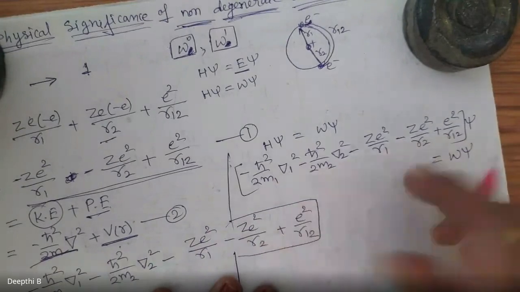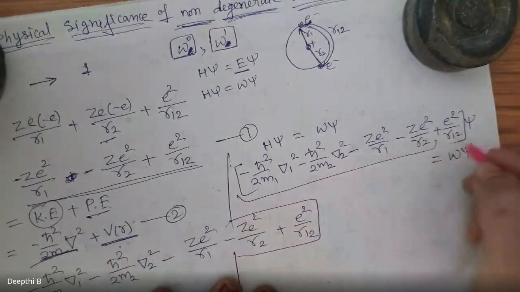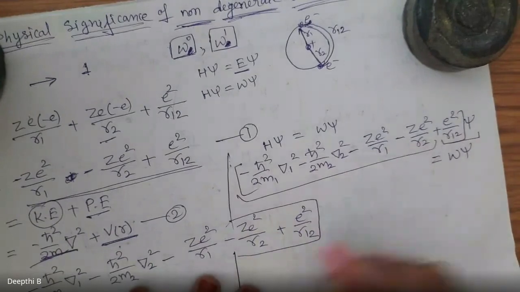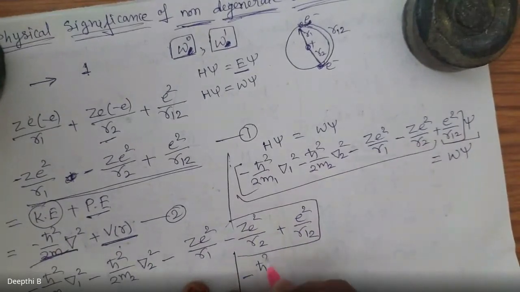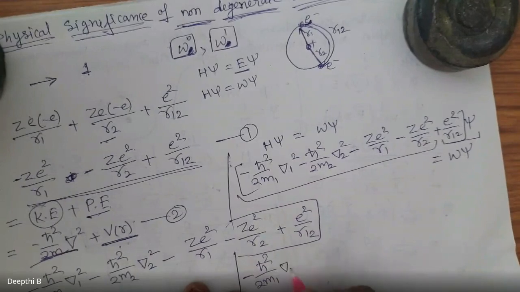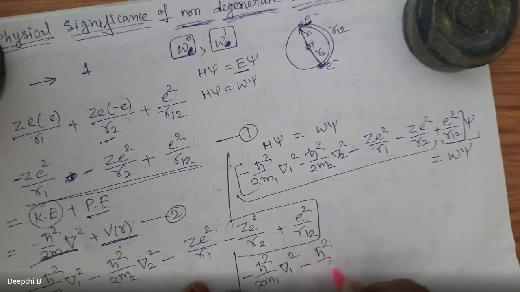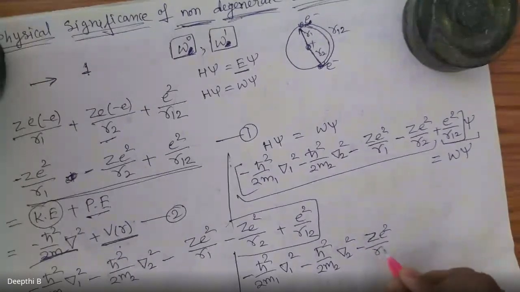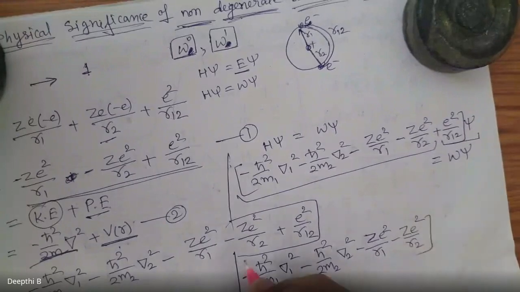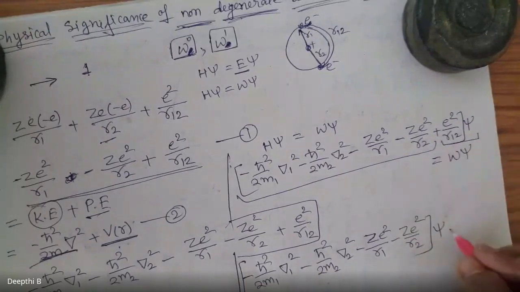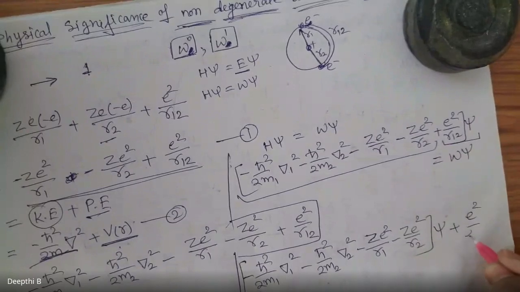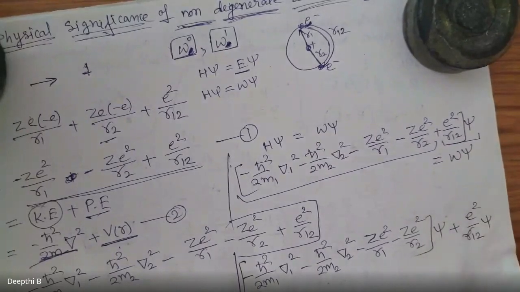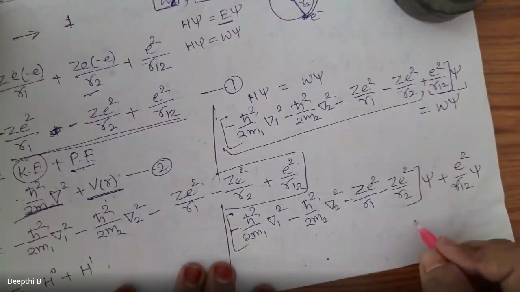Now this term we are putting separate and this term we are putting separate here. So I am writing minus h cross square by 2m1 del 1 square minus h cross square by 2m2 del 2 square minus Z square by R1 minus Z square by R2 into psi, plus e square by R12 psi, is equal to W psi.